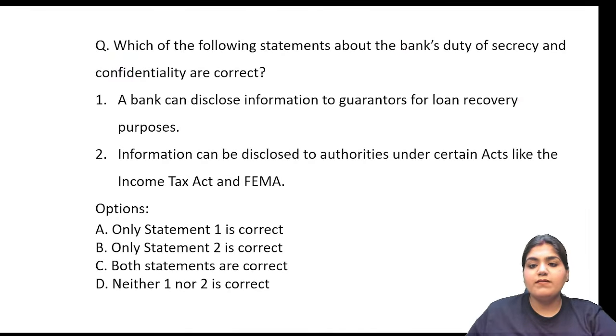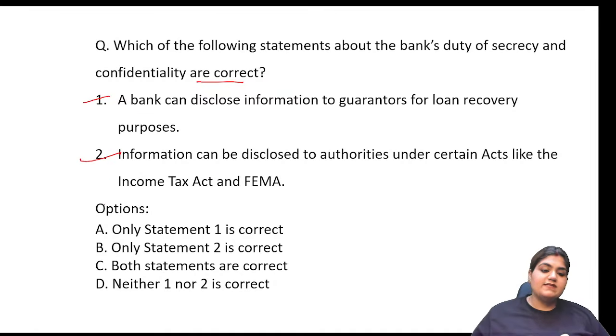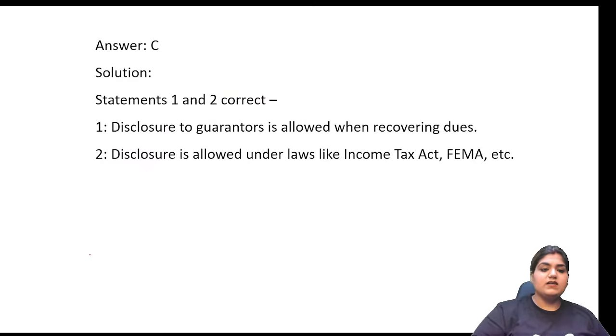Which of the following statements about the bank's duty of secrecy are correct? Bank can disclose information to guarantors for loan recovery. Yes, they can. Bank can disclose to authorities under certain acts like income tax and FEMA. Yes, they can. Both the statements are correct. C is the correct answer.